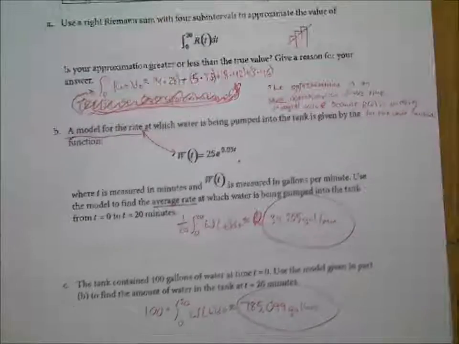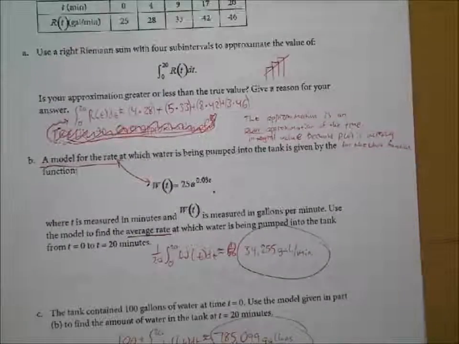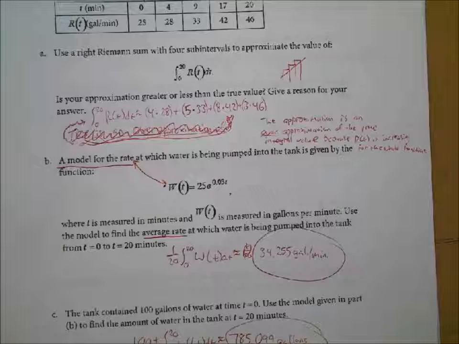Here we go. Okay, we got one more there. All right. Letter A is an over approximation. Right Riemann sum for an increasing function, over approximation. Okay, and there's, of course, your value there.